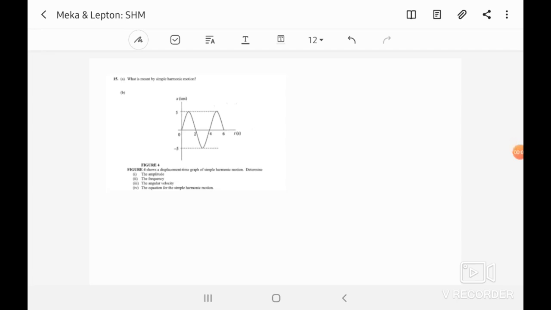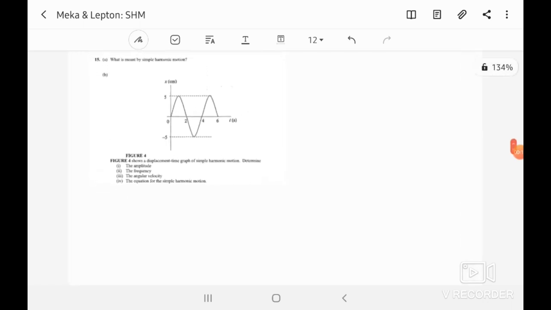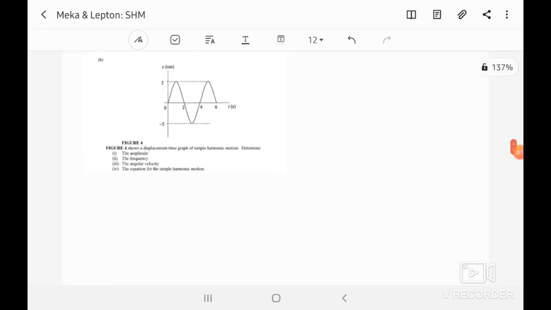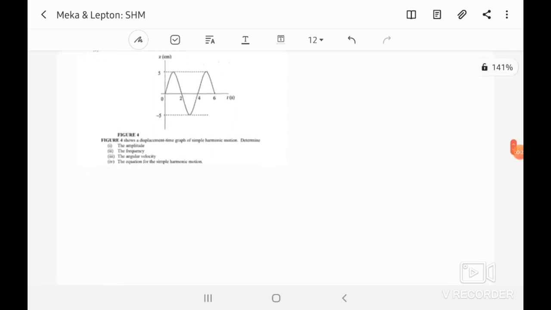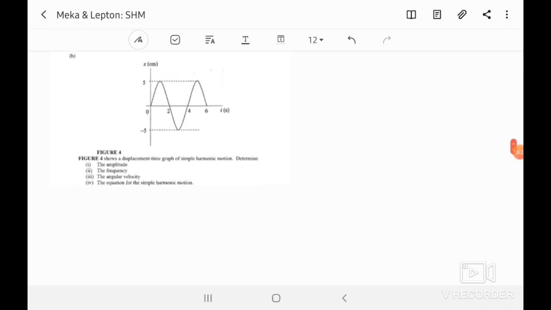Continue. This is our last question. We get it from the PEXQ booklet, chapter 9, question number 15. Okay, so kita tengok soalan ni. Dia bagi graf. Soalan A tu try ya. So given a graph, graph sine. So apa boleh kita dapat daripada graph tu?